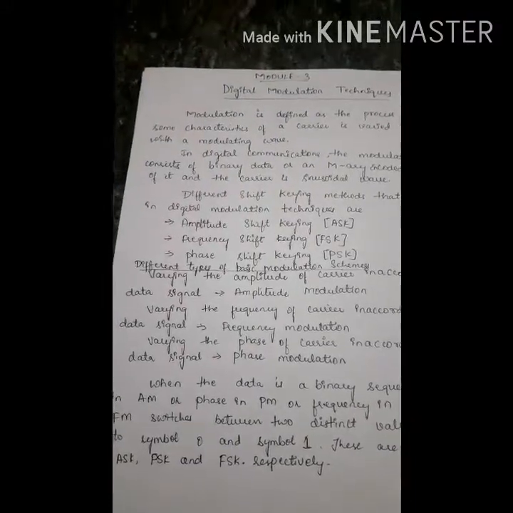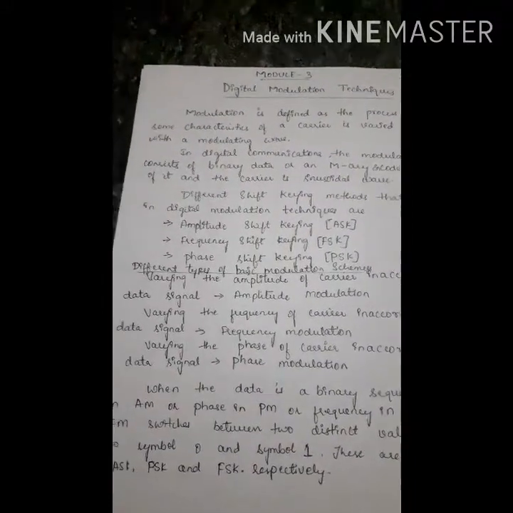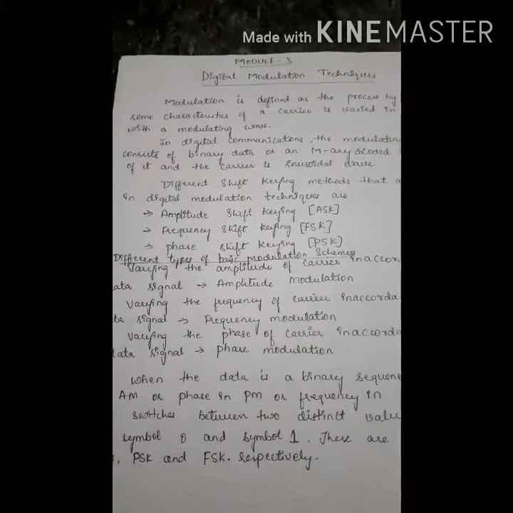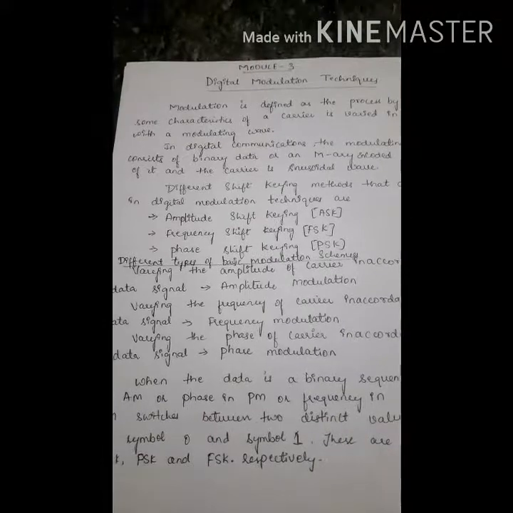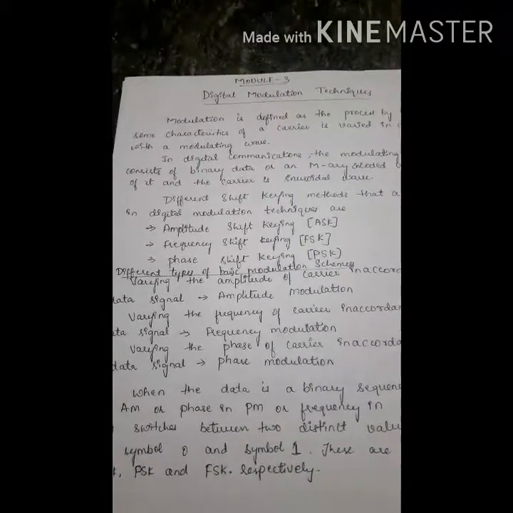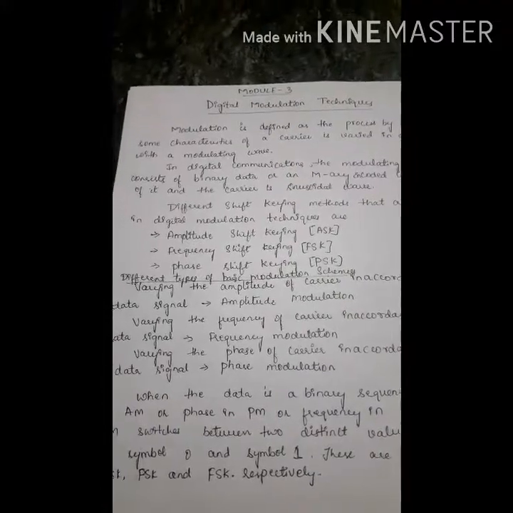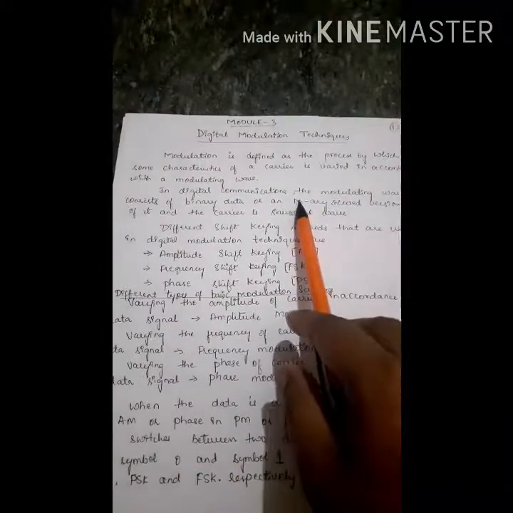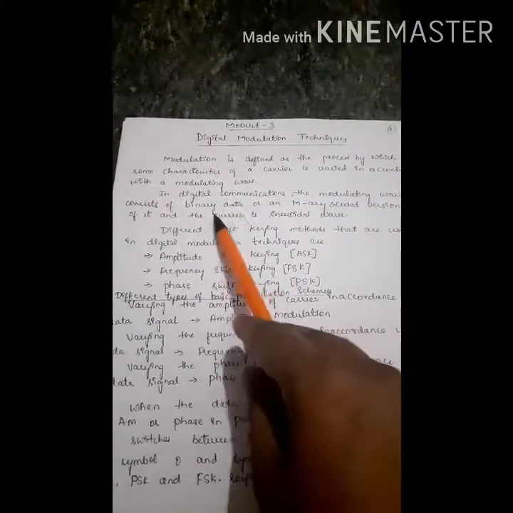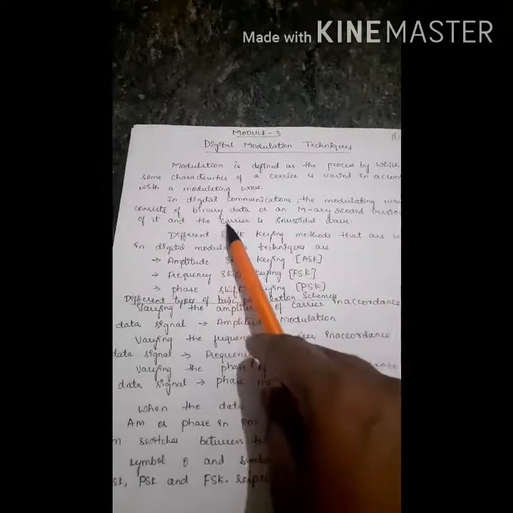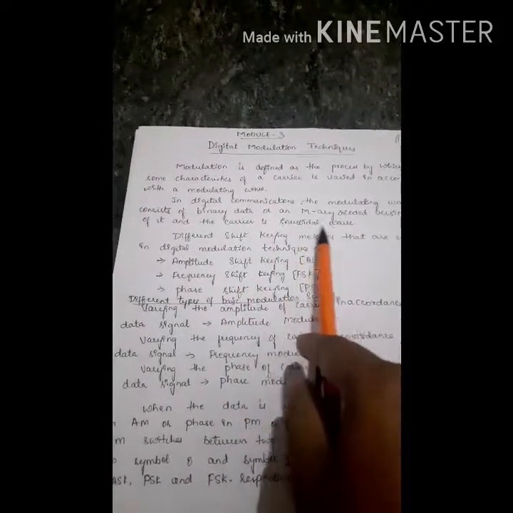The next module is module 3. The title of the module is digital modulation techniques. Modulation is defined as the process by which some of the characteristics of the carrier is varied in accordance with that of a modulating wave. In digital communications, the modulating wave consists of binary data or an M-ary encoded version of it, and the carrier is a sinusoidal wave.